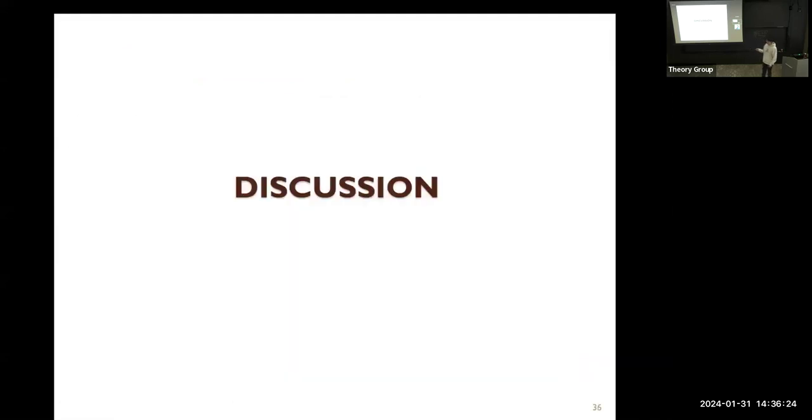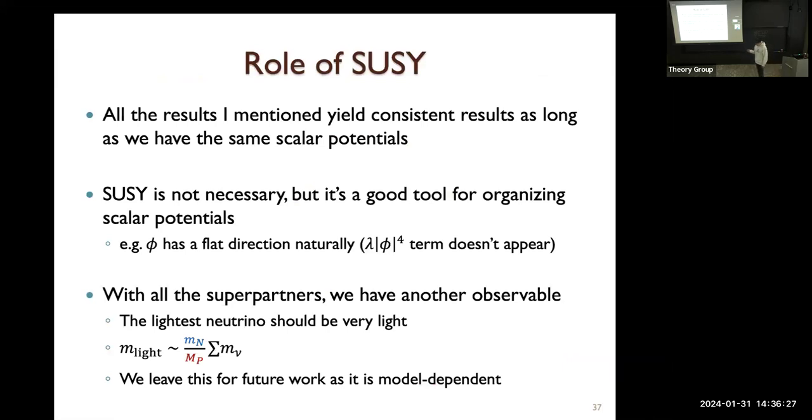For the discussion, I'm almost done. Let me briefly talk about the role of supersymmetry in this part. All the results I mentioned are consistent as long as we have the same scalar potential. Supersymmetry is not necessary, but it's a good tool for organizing scalar potentials because phi naturally has a flat direction. Otherwise, if we only impose U(1) B minus L, there's no reason to forbid this lambda phi to the fourth term. Or we need to make this lambda very small by hand, which is not natural, but that can be possible.